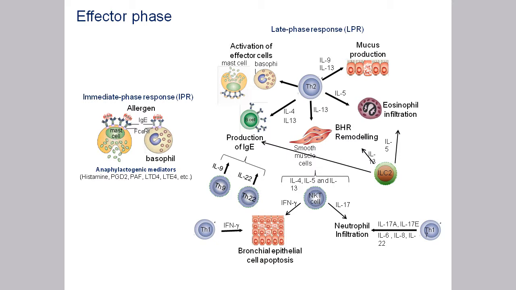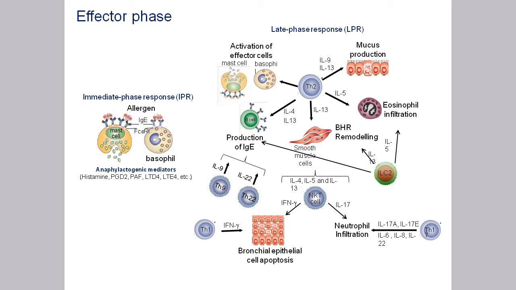Another substance called IL-5 attracts a cell called an eosinophil to the airway. The IL-13 molecule here will also cause smooth muscle cells to proliferate and to constrict, actually. And chemicals like IL-4 and IL-13 will also lead to the generation of B cells that produce IgE. Now you'll see other cells down here: Th9, Th22, NKT cells, and a new cell that's gained a lot of interest called the innate-like cell too.